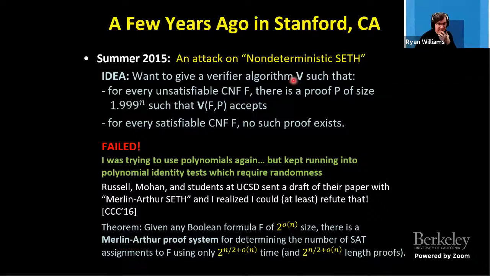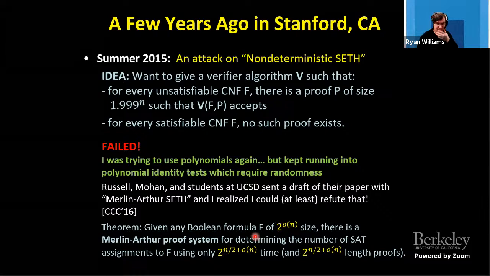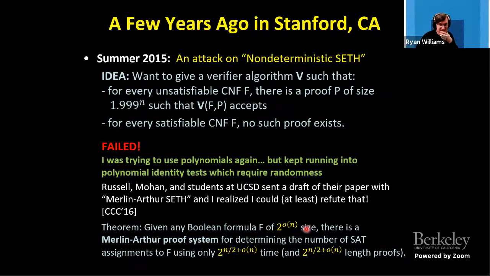If Merlin sends me a correct proof claiming that the number of satisfying assignments is correct and fits the proof format, I will accept with probability 1. But if Merlin sends me a claim that it's a different number, then I will accept with only low probability. And it works for any Boolean formula. This is the only place where I can say something about arbitrary formulas. Trying to de-randomize this, and even prove that non-deterministic SETH is false, seems pretty hard. But who knows what can happen.